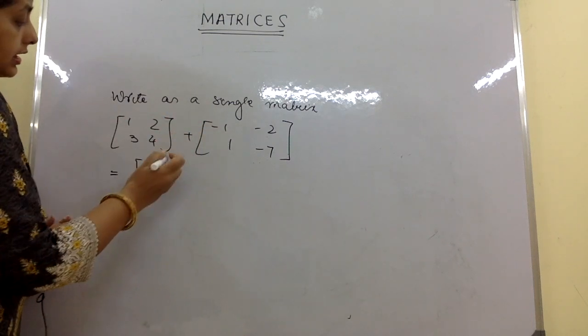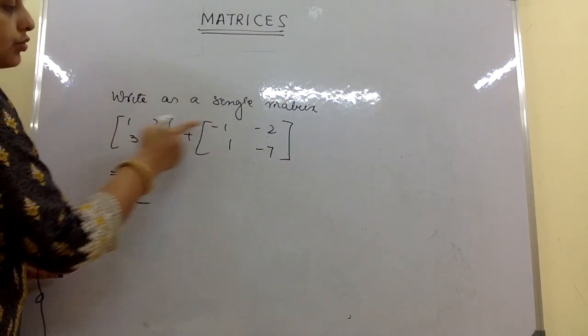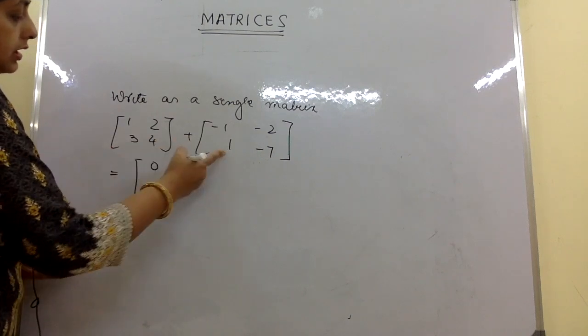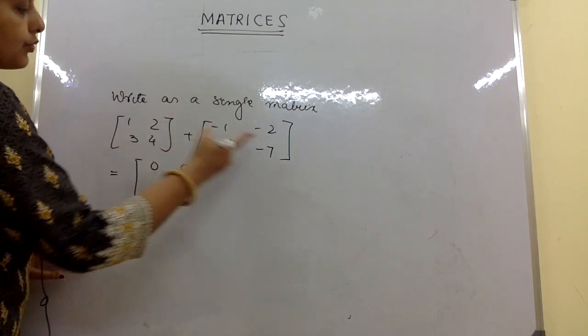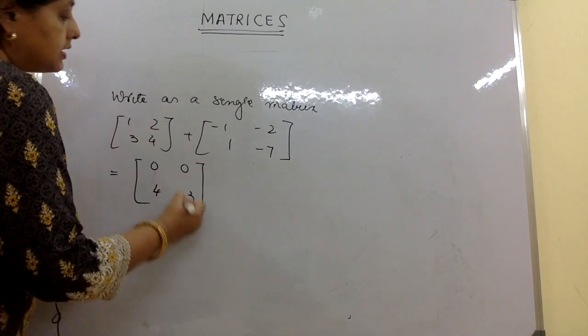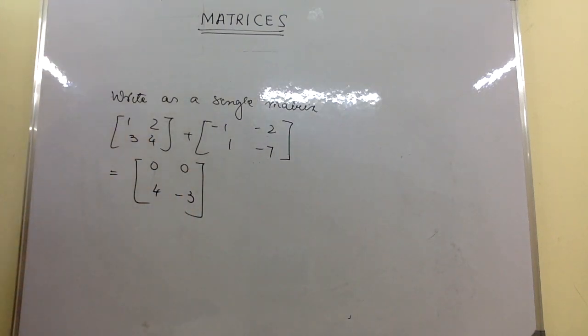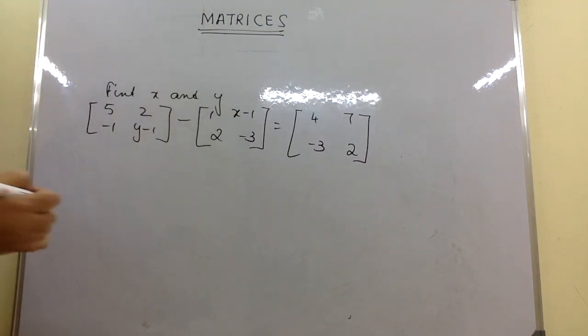So 1 and minus 1, that's a 0. 2 and minus 2, again 0. 3 and 1, that's a 4. And 4 and minus 7, that is a minus 3. Sum over and you have got it as a single matrix. Okay, now here is the sum. Find x and y in these.